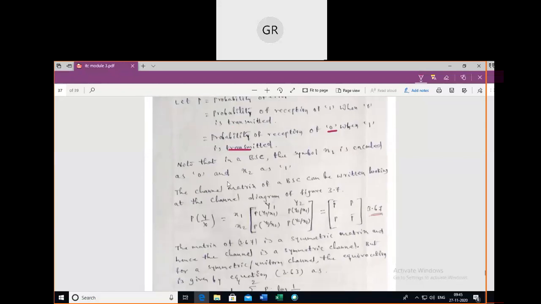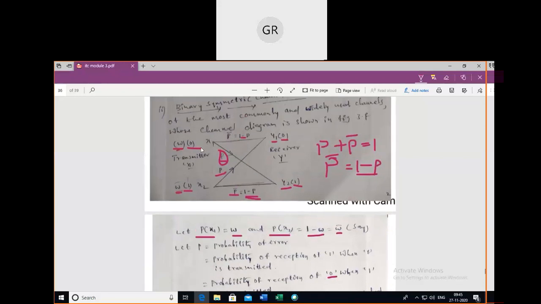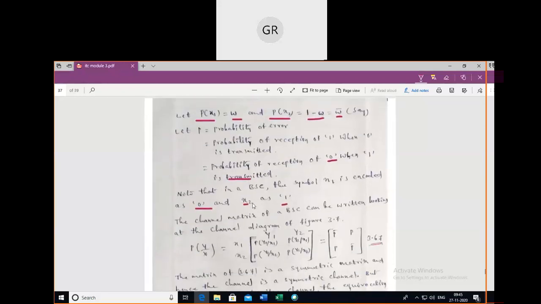Okay. Note that in a BSC, the symbol x1 is encoded as 0 and x2 as 1. Already mentioned here, x1 symbol as 0, the x2 symbol as 1. The channel matrix of BSC can be written looking at the channel diagram of the figure. Here, row-wise x1, x2, y1, y2, right? x1 and y1. When we send the x1, we get the y1.